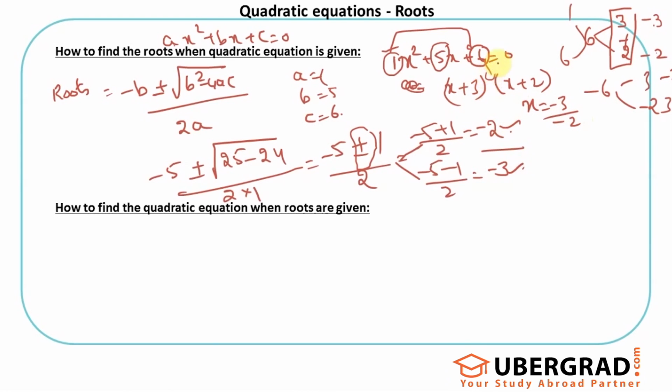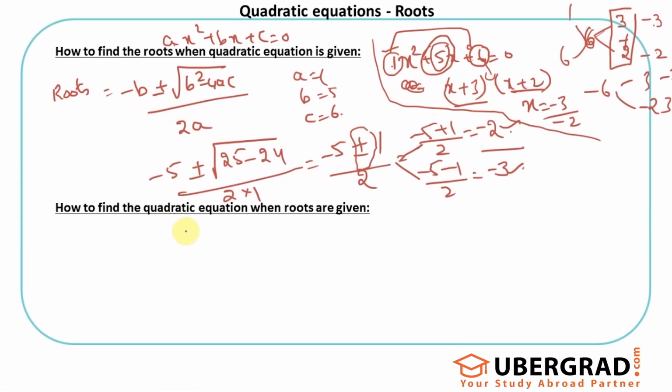If you know this already, you will find this much easier. All you need to do is see 1 into 6, the product is 6, split them into two numbers such that the sum satisfies this value, so that I can factor directly like this. If you are not comfortable with this, don't worry, stick to the formula, you will get the same answer.